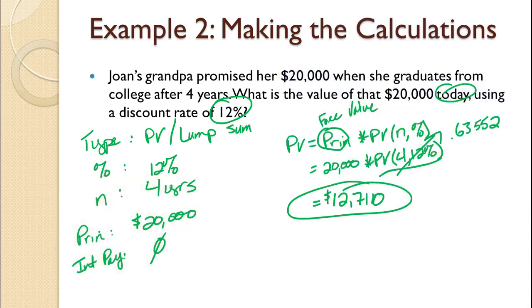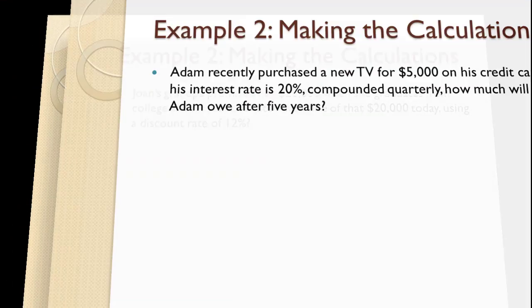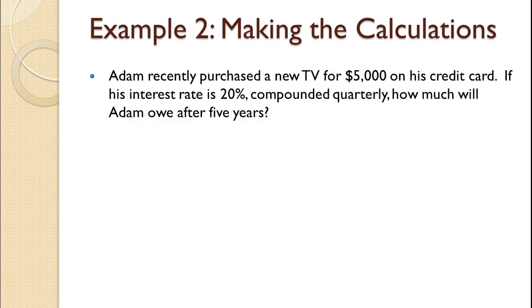And that's all there is to it. Once you gather that information, the equation is very straightforward and simple. Let's take a look at the next example. In this case, Adam purchased a new TV for $5,000, put it on his credit card. If his interest rate is 20%, not bad for a credit card actually, if he makes no payments and has no fees or anything, how much will he owe in 5 years?